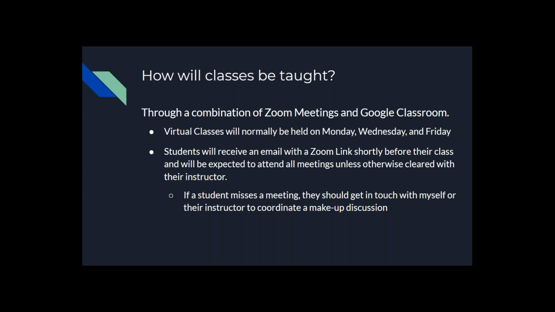For instance, if you have a scout in a class at 9 a.m., then that 9 a.m. class will have a Zoom meeting from about 9 to about 9:50, and they'll get an email that they can use the link in to join that Zoom meeting just before 9, probably between 8:50 and 9 o'clock itself.